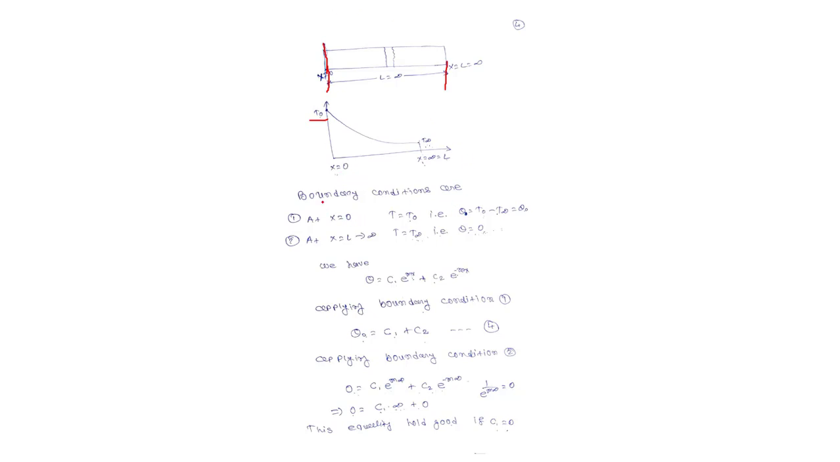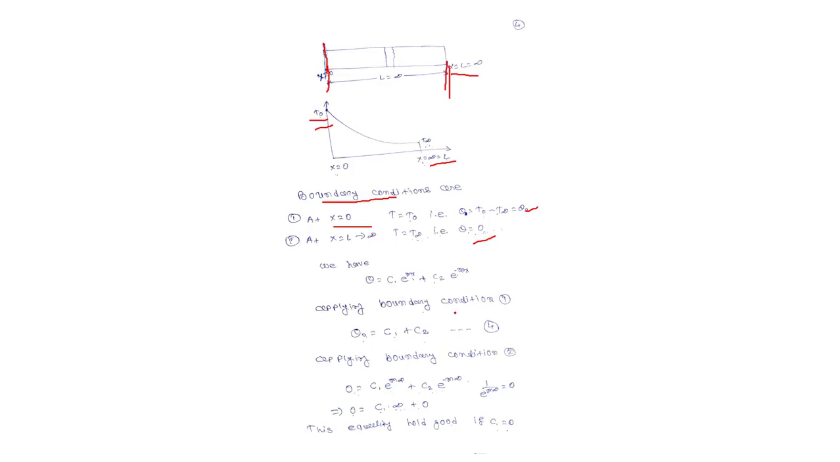For this case the boundary conditions are: at x is equal to 0 the temperature is T0, and at x is equal to L the temperature is T infinity, and we also know that theta is the temperature difference. So at x is equal to 0, theta is equal to T0 minus T infinity, so the difference is theta 0. And at the end we have T is equal to T infinity, so theta is equal to T infinity minus T infinity, which is equal to 0.